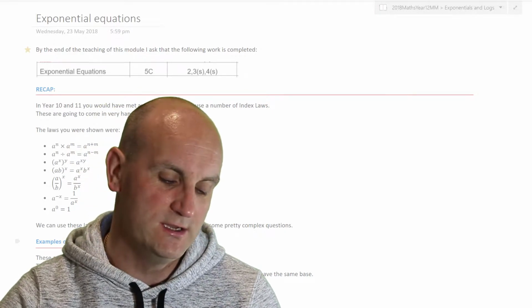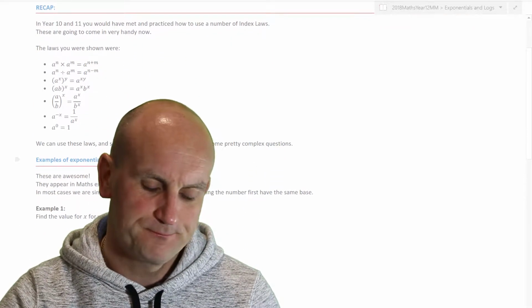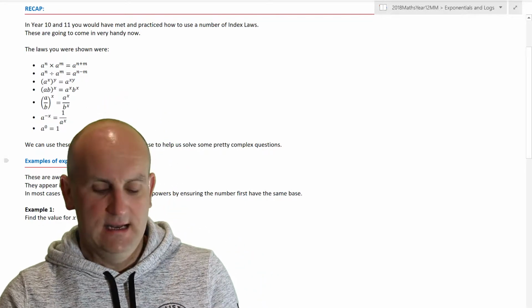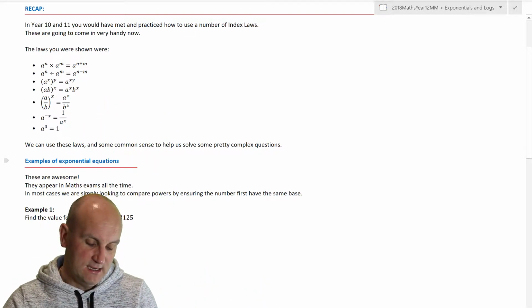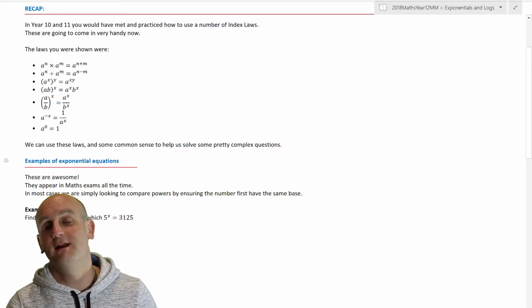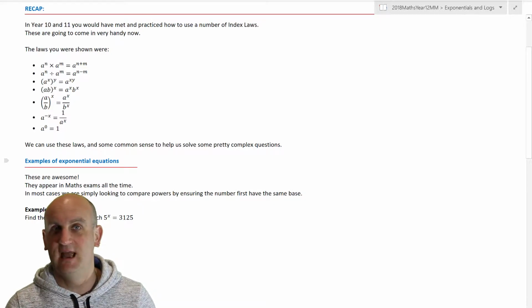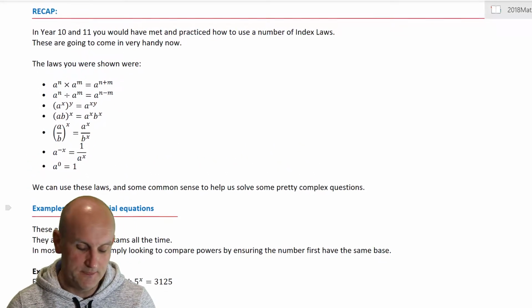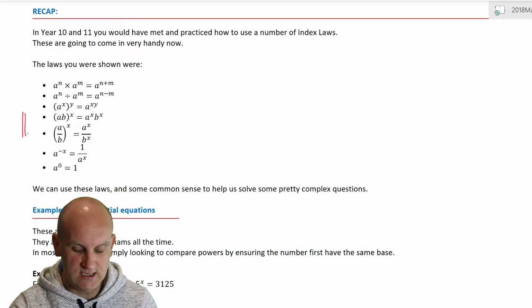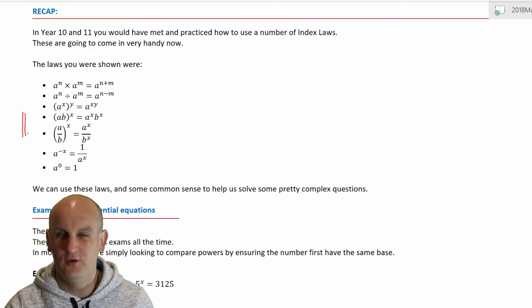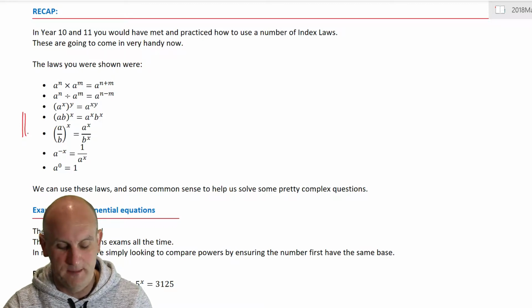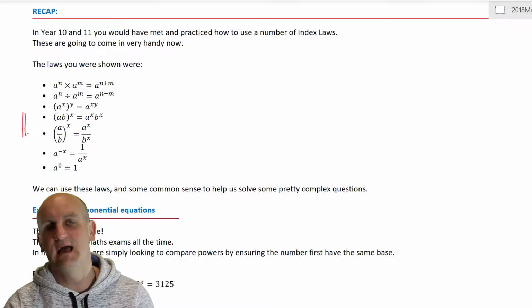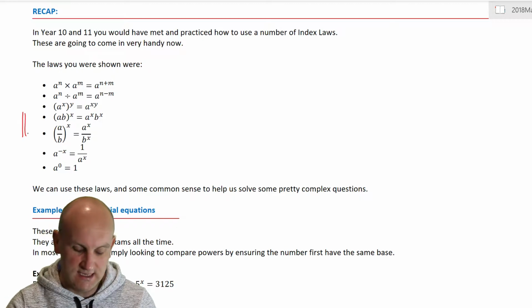Now exponential equations is what we're dealing with today. In year 10 and 11, we've already dealt with the idea of a number of rules. And funnily enough, I've just recorded a video here for year 10, which talks about the zero power and adding indices together and subtracting them. These rules became critically important, and they're used all the time. And sadly, many people, because it's algebra, make fundamental mistakes.